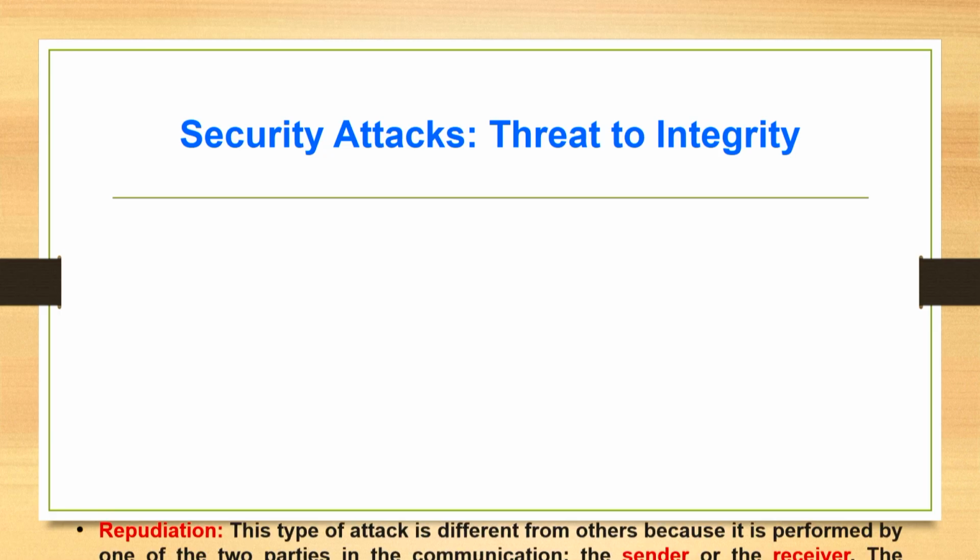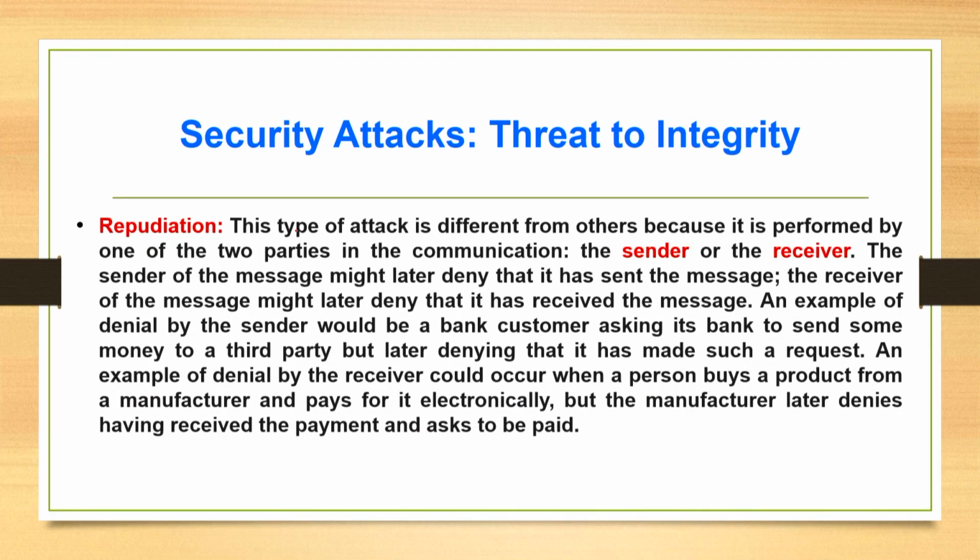Another threat to integrity is repudiation. This type of attack is different from others because it is performed by one of the two parties in the communication, that is the sender or the receiver. The sender of the message might later deny that it has sent the message. The receiver of the message might later deny that it has been received by them.